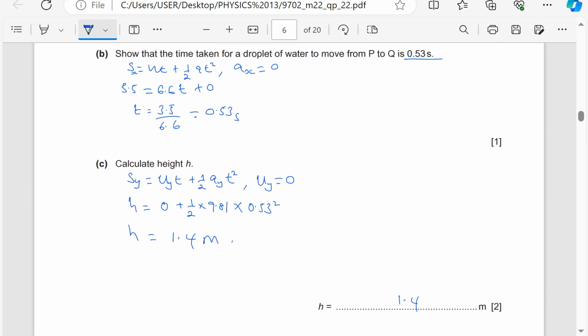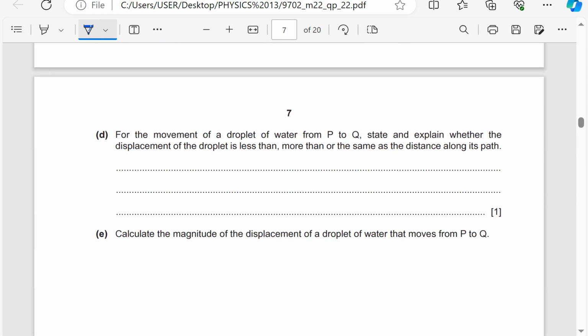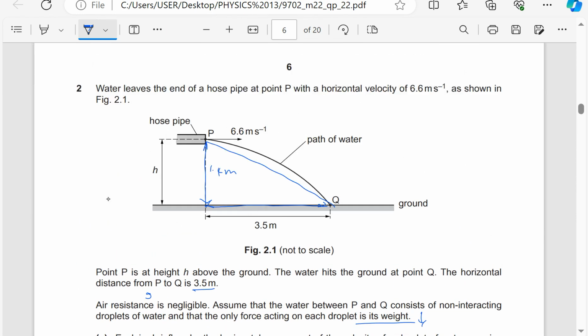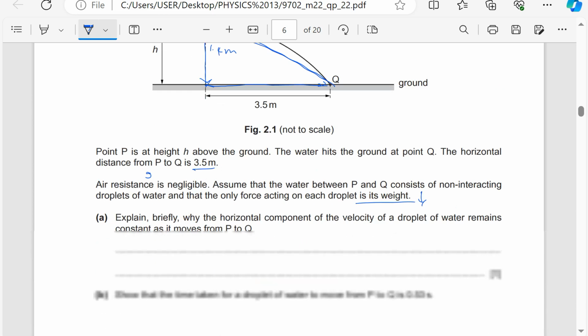But before that, I think there is a question above. Yes, for the movement of a droplet from P to Q, state and explain whether the displacement of the droplet is less than, more than, or the same as. It can't be the same. Displacement is a vector quantity, and therefore, it is the straight line distance from the starting point to the finishing point. So let's look here. The displacement is going to be the straight line distance from P to Q, which we notice that it is less than the actual length of the curve.